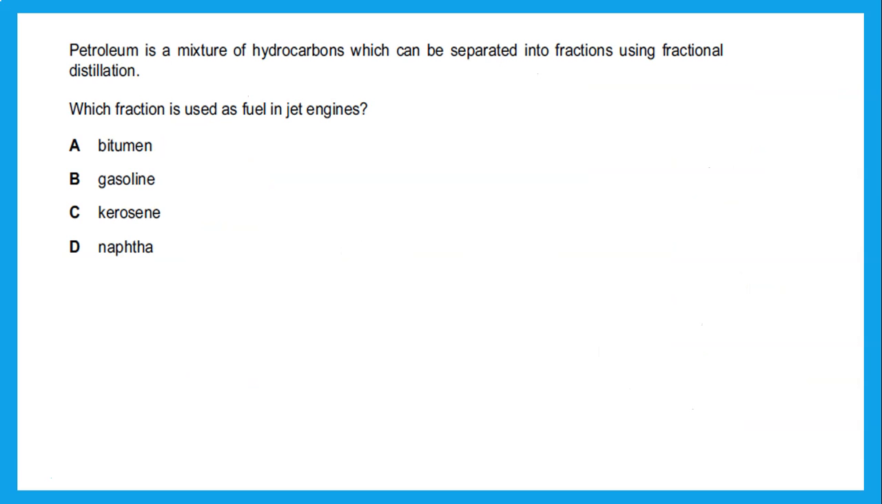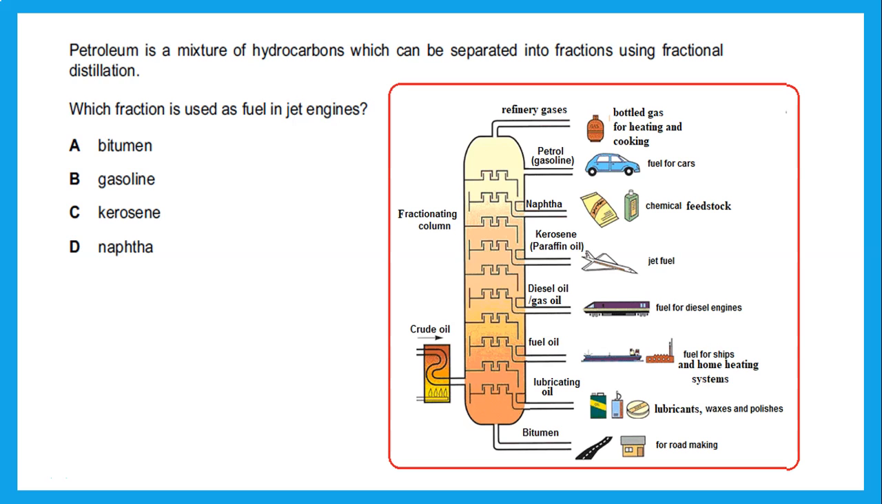Petroleum is a mixture of hydrocarbons which can be separated into fractions using fractional distillation. Which fraction is used as fuel in jet engines? Again, you are required to know the order in which the fractions come out and the uses of each one. So, which one is used as jet fuel or fuel for jet engines? That is kerosene, and remember that kerosene may also be referred to as paraffin oil.